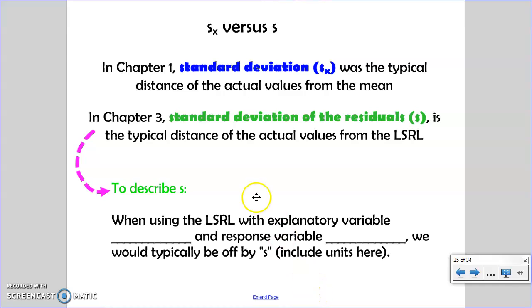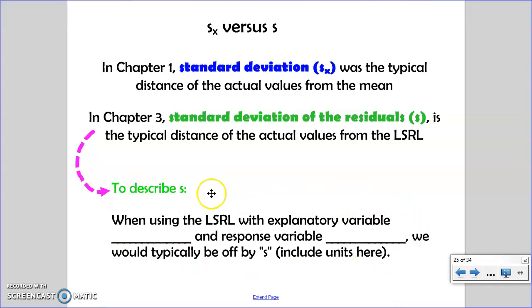So in this chapter, we now have this new thing called standard deviation of the residuals, which is just given by a lowercase s. It does not have any type of subscript along with it. And it really is talking to us about the typical distance of your actual y values from the y values that are predicted by your line.